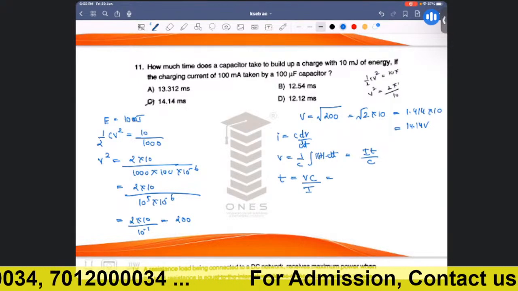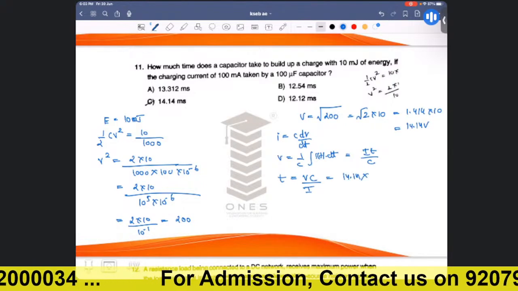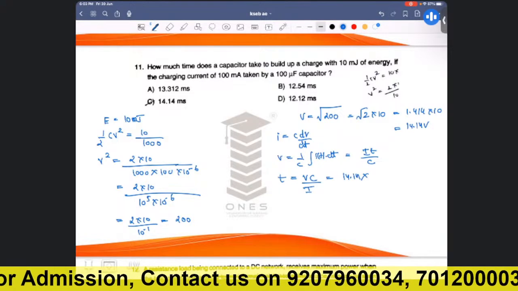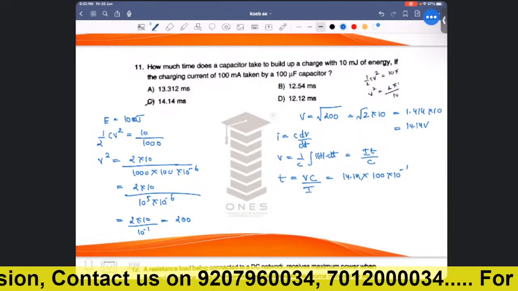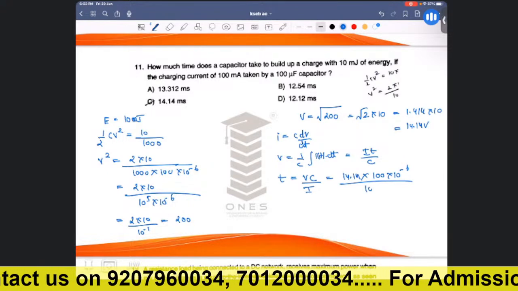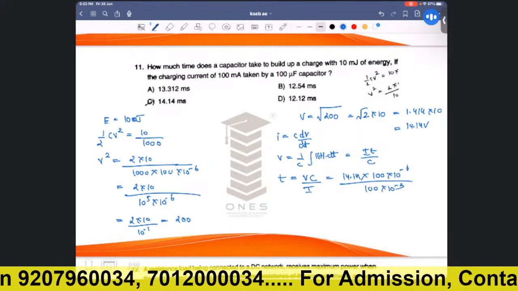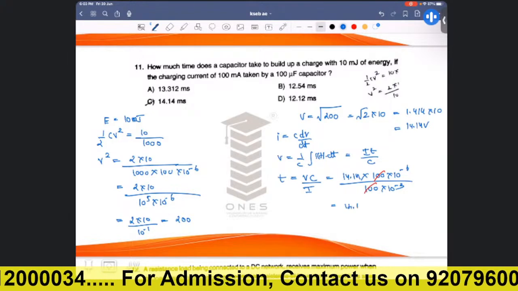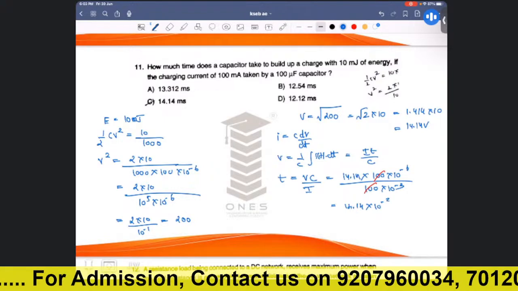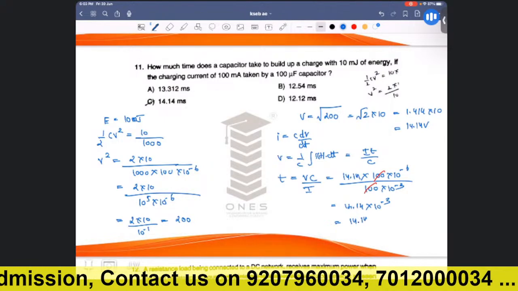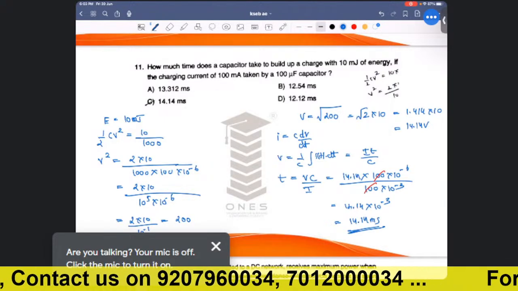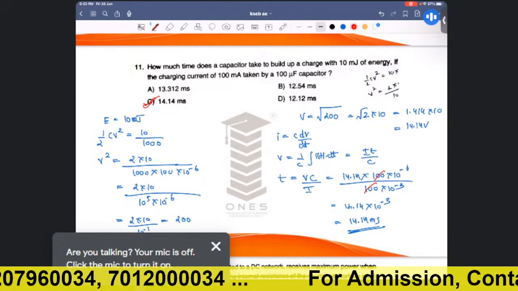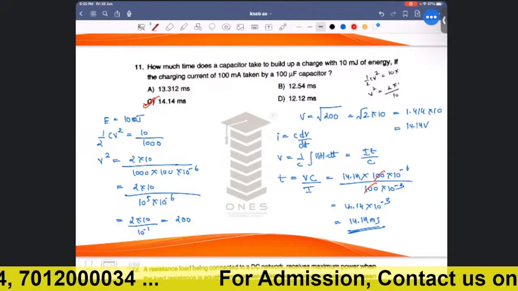Okay, what is V? V is 14.14 into C. C is how much? C is 100 microfarad by I. I is 100 milliampere. So cancelling, it will be 14.14 into 10 raised to minus 3, or 14.14 millisecond. Okay, so the correct option will be 14.14 millisecond.